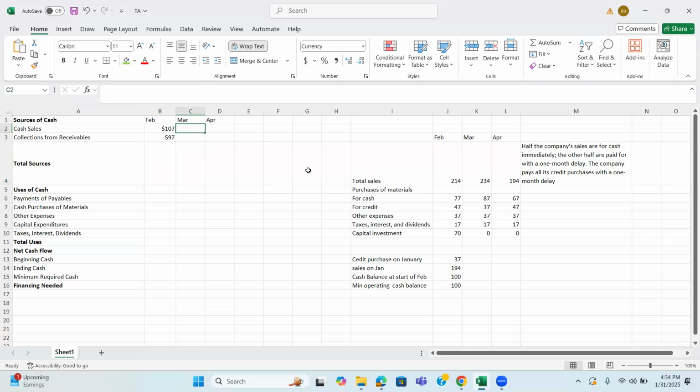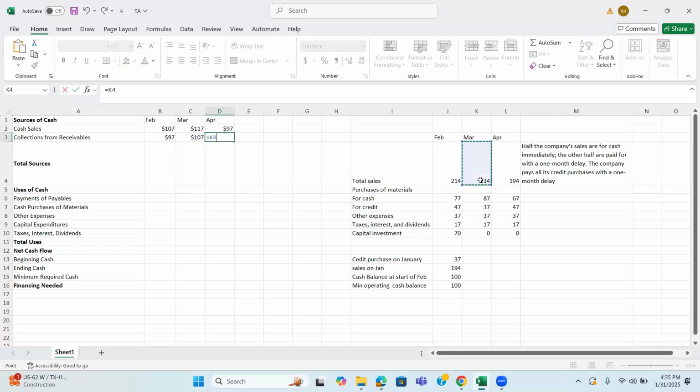Okay, same for March. For March, we have immediate cash sales of 234, and we take half of it. For the previous sales, we need to look at the February sales, so the receivables should be half of February's sales, which is 107. April is the same thing. We have 194 immediately, we divide it by 2, and we get half of it. For the accounts receivable, we look at the March sales and take half of it. Thus, our accounts receivable should be 107.